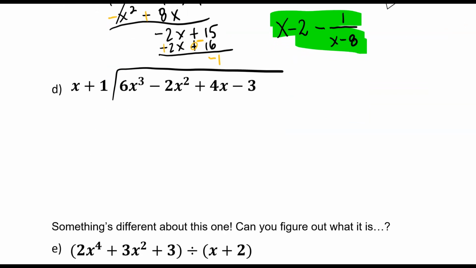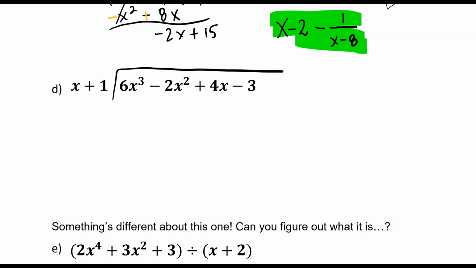I'm going to erase some of this so that we can have a little room here. So let's begin. Make sure that you have all your terms. We do, in descending order, 3, 2, 1, and then we have a constant. Even in our divisor, you always have to check to make sure you have all your terms in your divisor as well. Since we start with x to the first, we have a constant, so we are okay there.